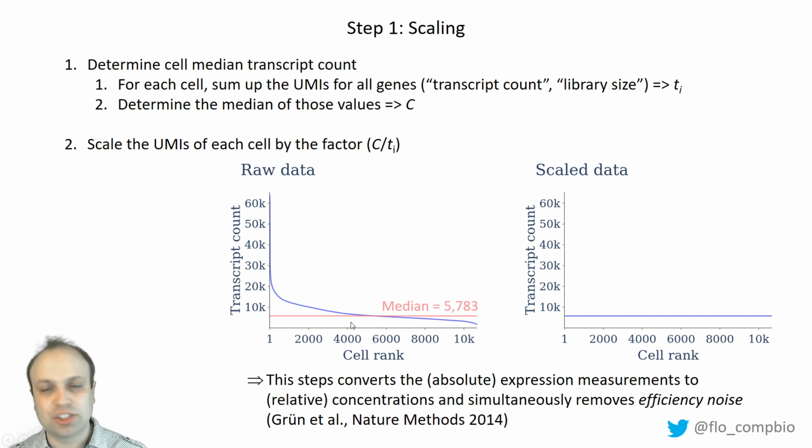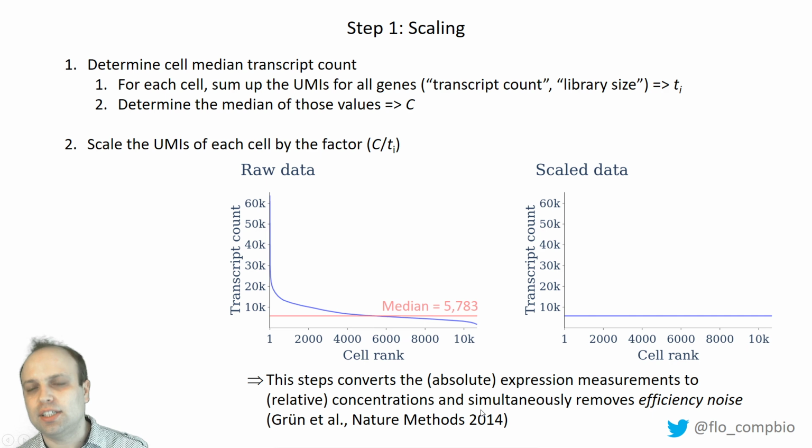This step does two things. First of all, it means that now all the expression measurements are relative to that number C. It's no different than working with percentages or concentrations. So they're now all concentrations, not absolute expression levels. But it also removes something called efficiency noise. If you want to know more about efficiency noise, you can read this paper.